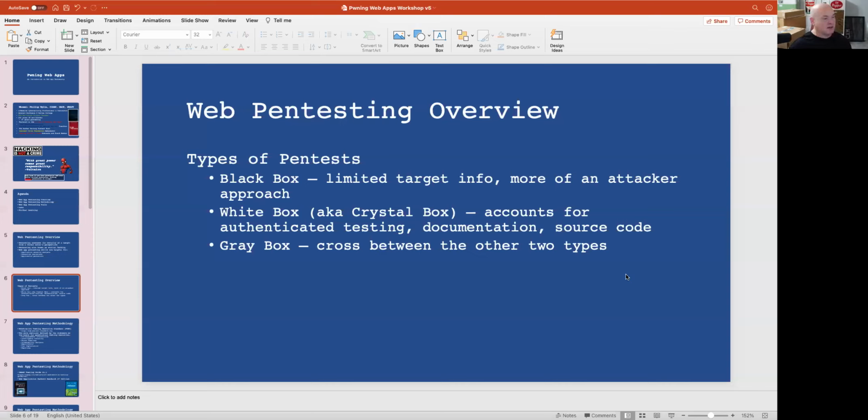With this gray box test, you don't have accounts, but you're going to have IP addresses, URLs, and that sort of thing. So you're going to have the information needed to test. With black box, you're going to have to collect all that. It's going to rely on you to do more OSINT, working on recon, pulling information on that system. It's going to be dependent on you to do that. With the white box test, you've got that information.